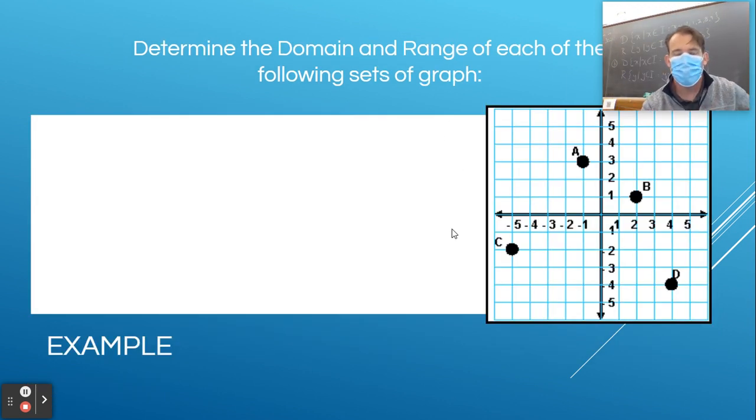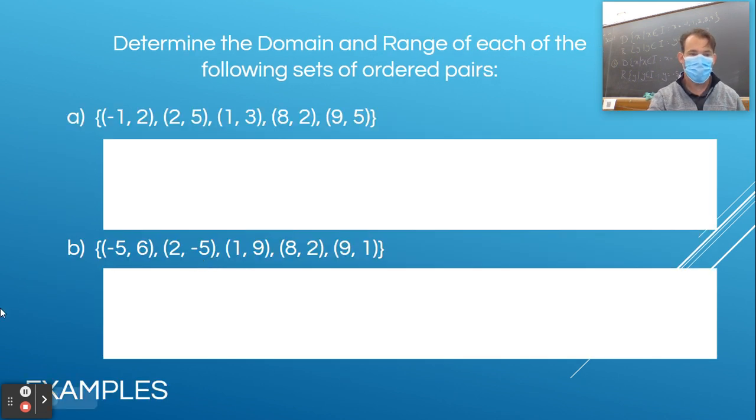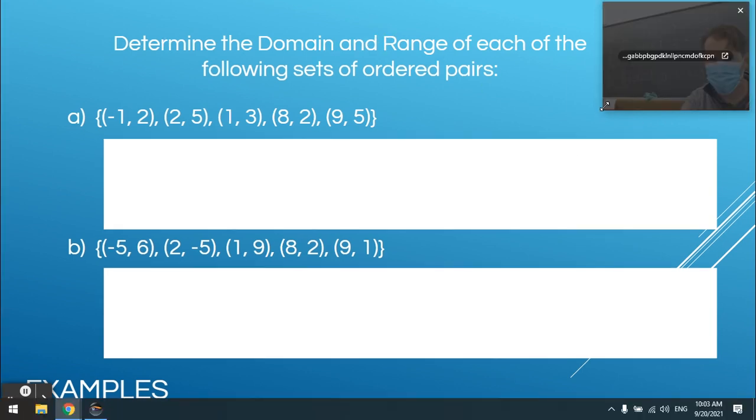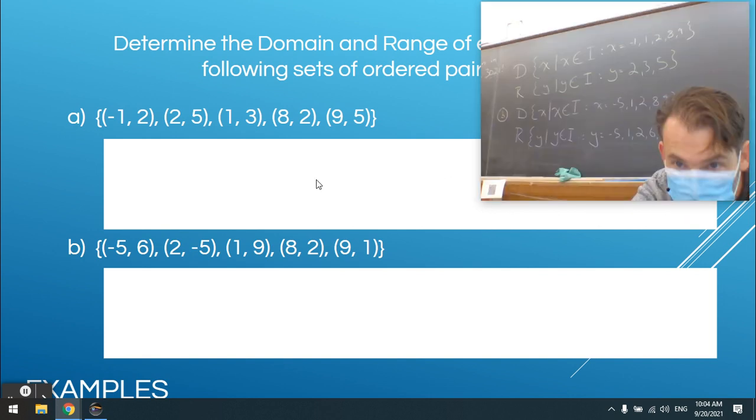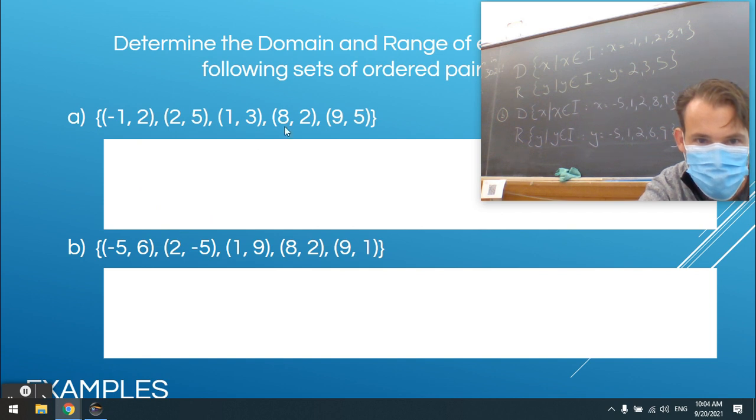Wait, why? Back to domain and range. Sorry? Can you go back one slide? So that's a good question. For this one here, for y, why do we only have 3 numbers over there? The reason is we only have those 3 numbers because they're repeated. See, 2 shows up twice, 3 shows up once, and 5 shows up twice. So that's why we just write each one once. We don't have to write them all. Okay.